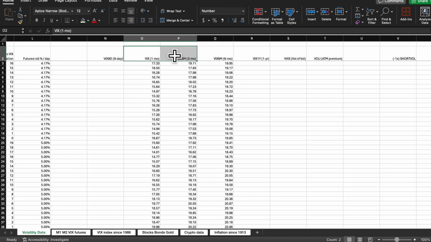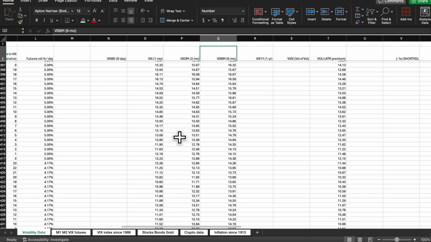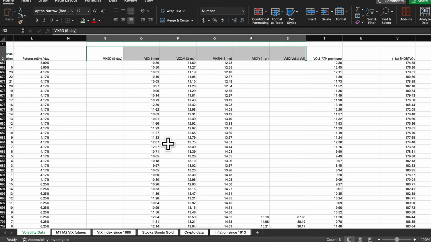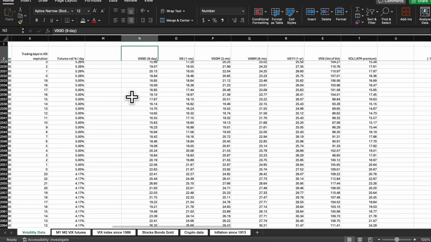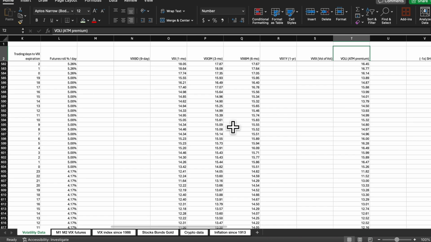Now, VIX and VIX 3M, the 3-month VIX, and the 6-month, these go back, but you'll see if you scroll down, these are all starting on different dates. The VIX 9D, for example, doesn't have data until 2011. But I have also included the VVIX, which is the volatility of the VIX, and the VOLI, which is measuring at the money premium. It's very similar to the VIX index, it's just a slightly different calculation. So you're going to have all of these data points as well.